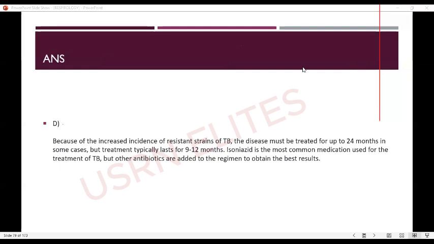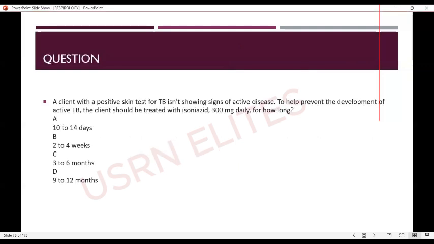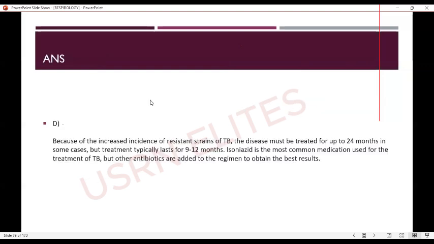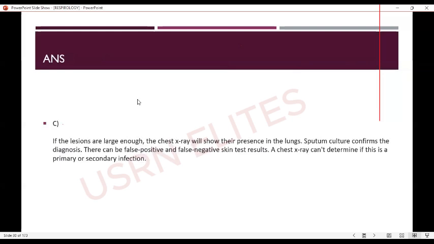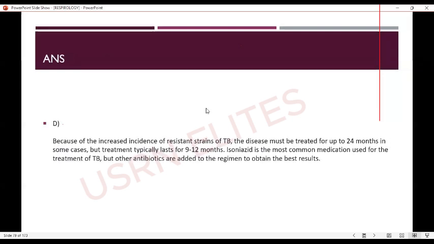It is on my slide. If we saw it very well. Okay, if you have latent TB, you should undergo treatment. And usually TB management is a bit longer. So it's 9 to 12 months, right? Isoniazid is the most common medication used for TB, but other antibiotics are added to the regimen to obtain the best results. Okay, so let's just know the time frame for the TB treatment.